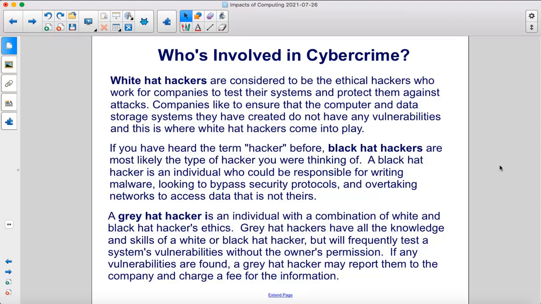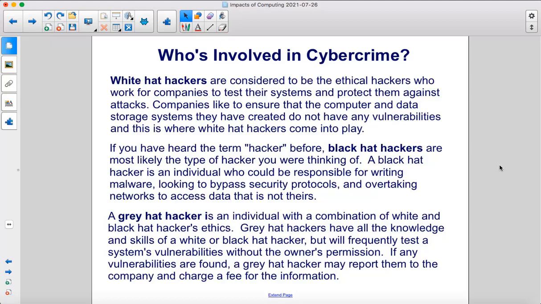If you have heard the term hacker before, black hat hackers are most likely the type of hacker you were thinking of. A black hat hacker is an individual who could be responsible for writing malware, looking to bypass security protocols, and overtaking networks to access data that is not theirs.